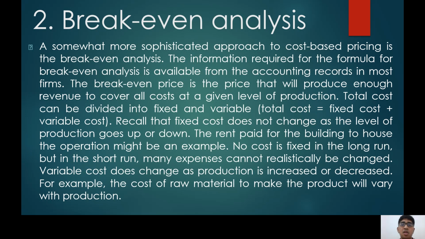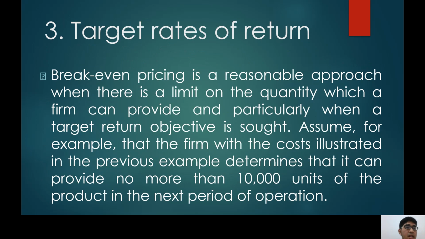When we say variable cost, these are the expenses or costs where the more products we make, the more products that we manufacture, the higher the cost that we have. For example, raw materials, right? The more products you make, the more you spend on raw materials. So that's an example. And we have target rates of return.